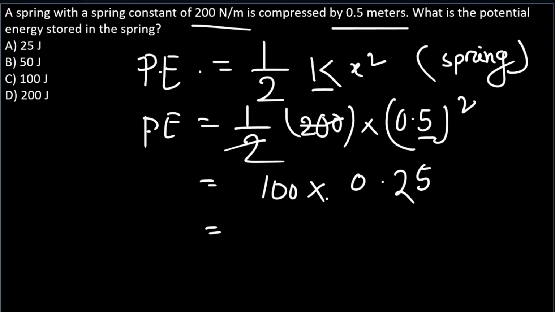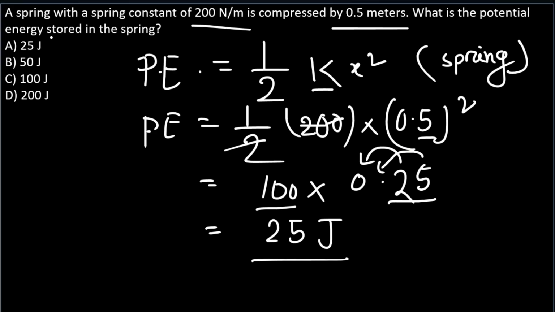Now we need to multiply with 100. 0.25 times 100, we can shift the 2 and 5, so 2 and 5 shift before the point. So it becomes 25. So 25 joule will be the energy stored inside the spring.